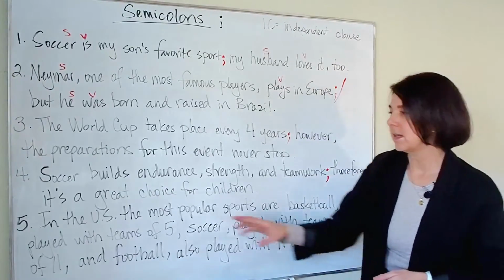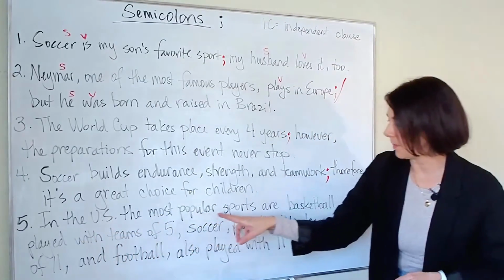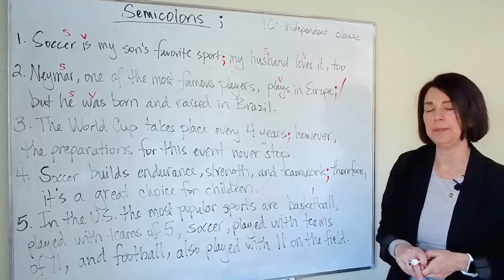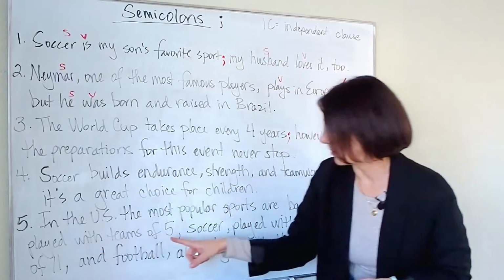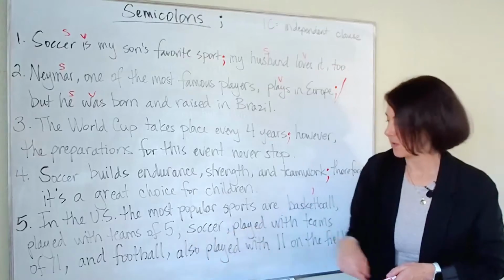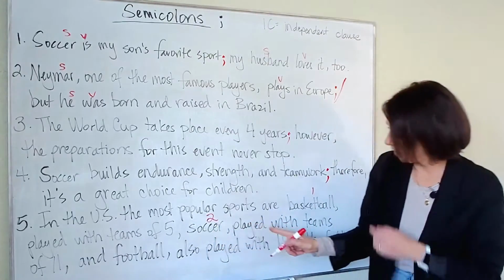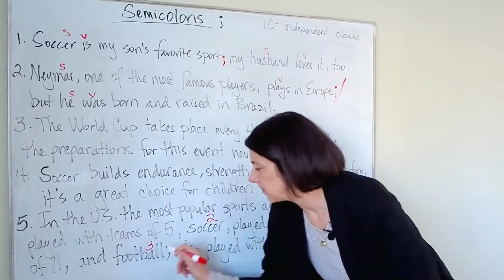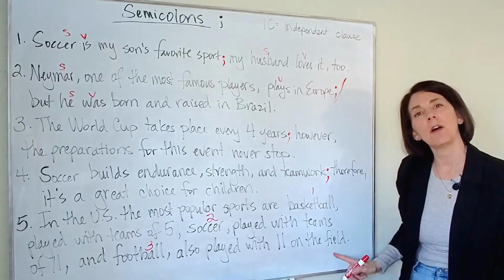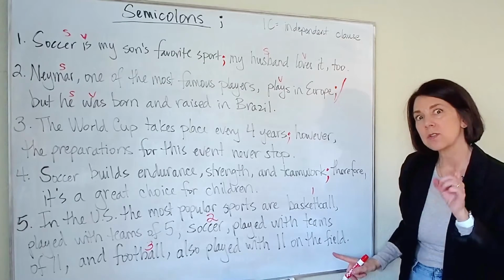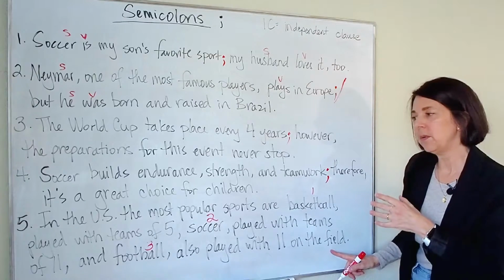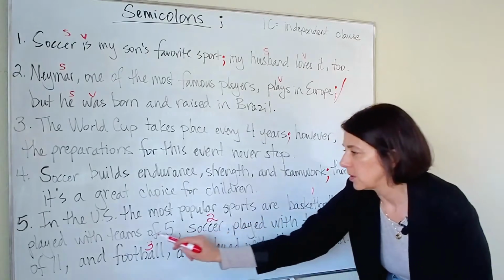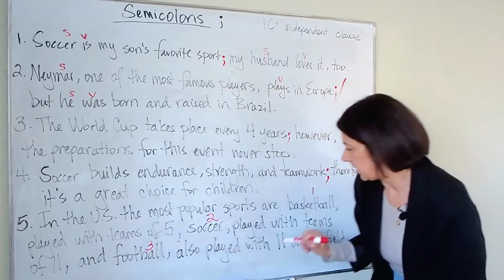And next, in the US, the most popular sports are basketball, so that's going to be our number 1, played with teams of 5, soccer, played with teams of 11, and football, also played with 11 on the field. So what do we have here? Here we have a series that includes commas inside it.